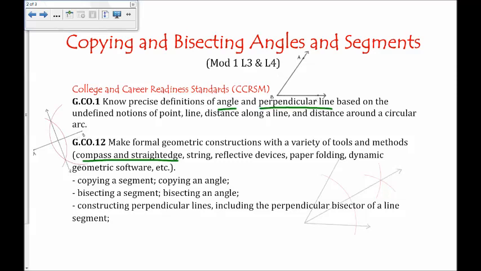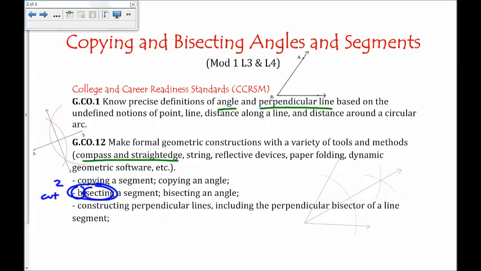Now, there's two words here I want to focus on. First is bisect. Bi means two, and sect means cut. So to bisect something means to cut in two, or to cut in two equal pieces. When you bisect a segment, you cut it in half. When you bisect an angle, you cut it in half.